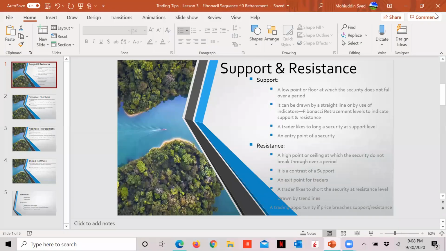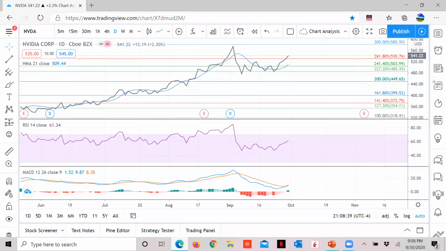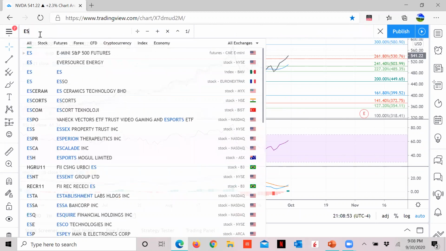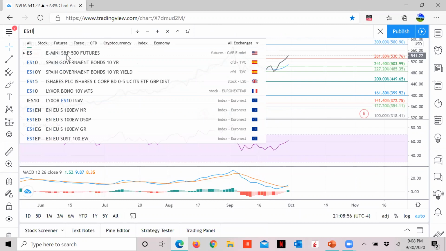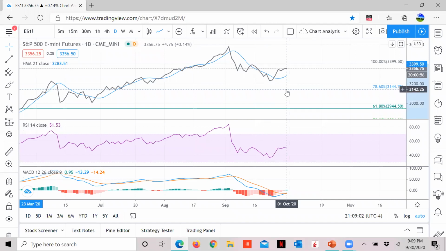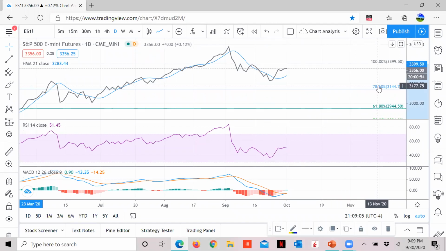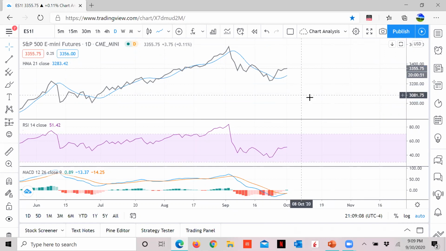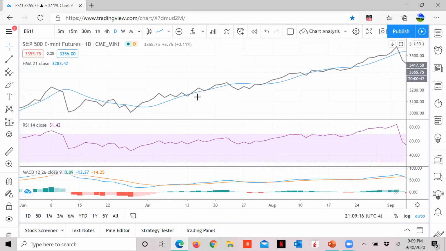So let's go to our chart analysis. For a minute, just forget about the Fibonacci retracement. Let me just delete it, on the S&P futures chart. Right, so I deleted the retracement, just to avoid confusion. All right, let us just look at here.